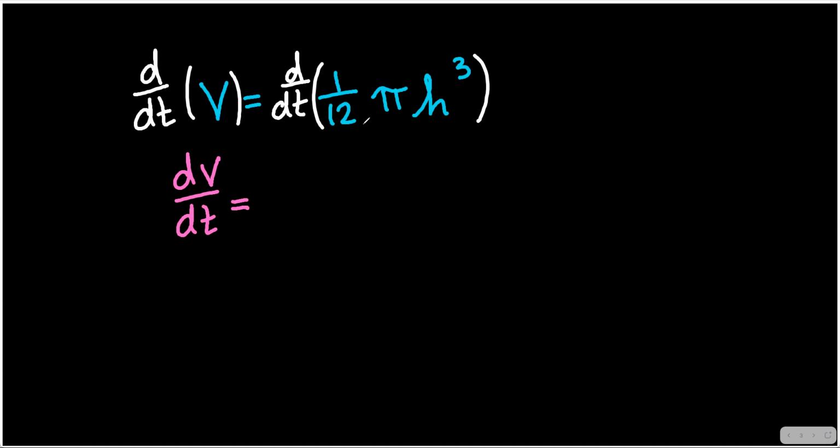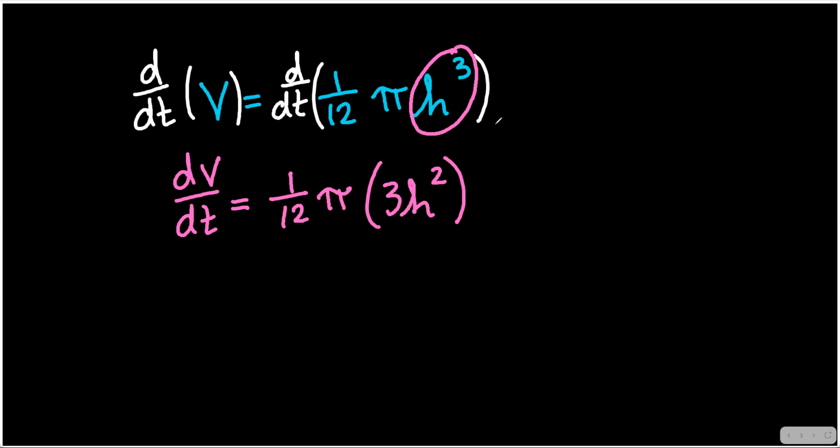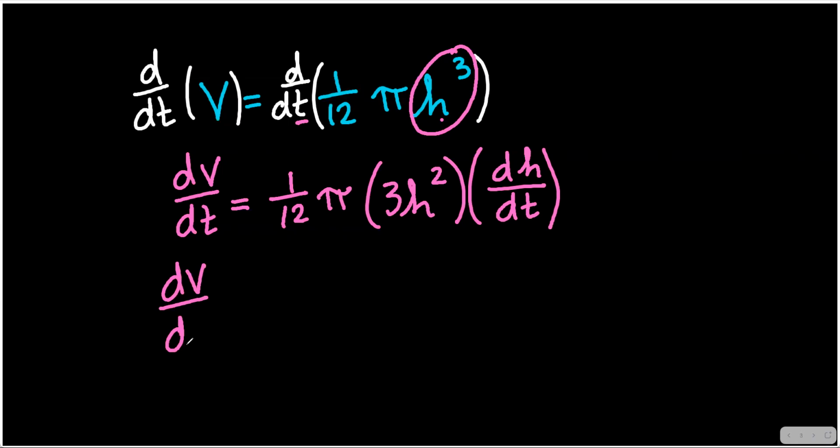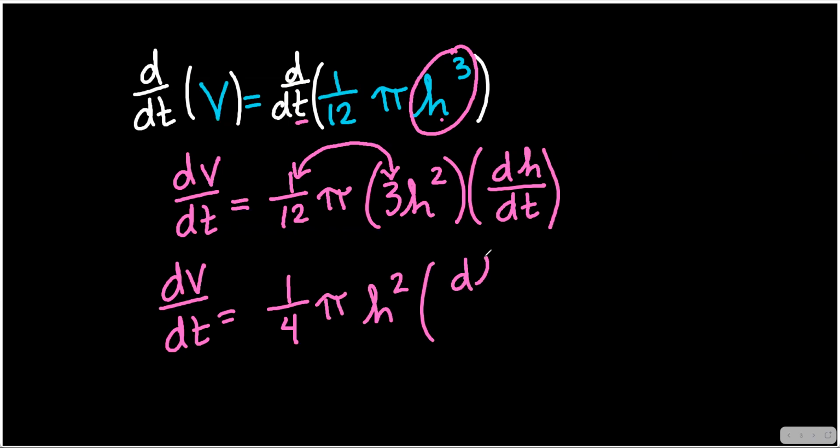And on this side, we've got a couple things going on. The 1/12 is going to stay. Pi is going to stay because those are all multiplied. This one here is going to become 3h squared. And because those letters don't match, we're back to our dh dt, the implicit derivative. And now I'm going to go ahead and clean this up a little bit. And I'm going to get dv dt is equal to 3 times 1/12, which would be 1/4 pi h squared dh dt.